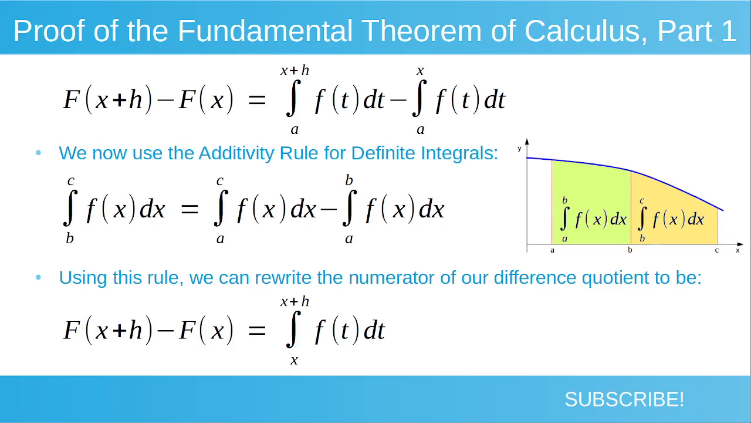So looking at our rule at the middle of the screen and the equation that we started with at the top of the screen, instead of working with f of x dx, we're just working with f of t dt. And instead of working with a definite integral from a to c minus a definite integral from a to b, in our case we're working with a definite integral from a to x plus h minus a definite integral from a to x. When we substitute those values in, we get that the numerator of our difference quotient is equal to the integral from x to x plus h of f of t dt.